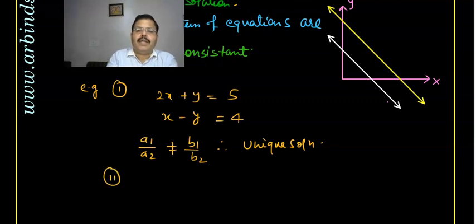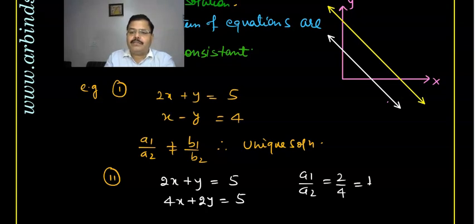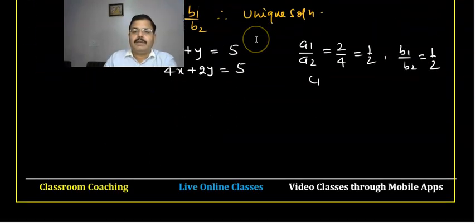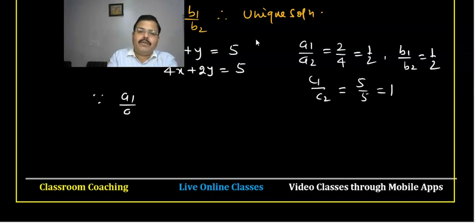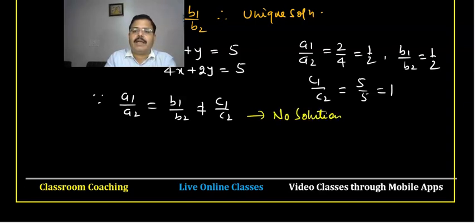The second example, if I take 2x plus y is equal to 5 and 4x plus 2y is equal to 5 also, right? In that case a1 by a2 is 2 by 4, that is 1 by 2. b1 by b2 is also 1 by 2. But c1 by c2 is 5 by 5, that is 1. Since a1 by a2 is equal to b1 by b2 but not equal to c1 by c2, there will be parallel lines, and parallel lines have no solutions. There is no solution, right?